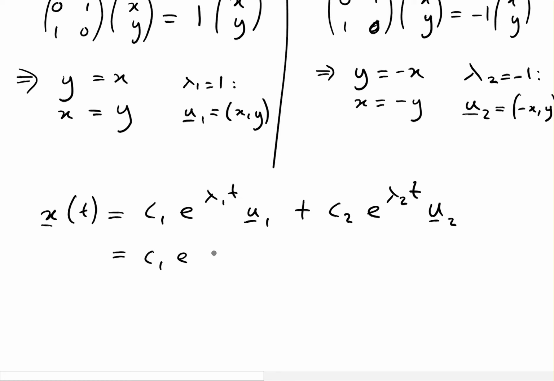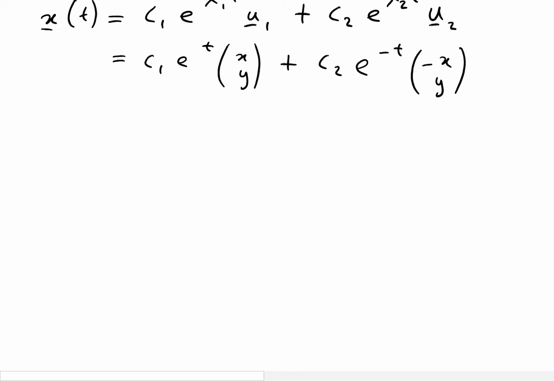Alright, and so my solution is going to be c1 e to the lambda 1. Well, lambda 1 is just 1, so it's going to be 1 times t, and then u1, which of course is just x y, plus c2 e to the lambda 2. Well, lambda 2 is negative 1, so it's going to be negative t. u2, one of them is going to be negative x, negative y. I could have x, negative y if I wanted to. But now actually I've got everything which I need, because I know that lambda 1 is 1 and lambda 2 is negative 1.